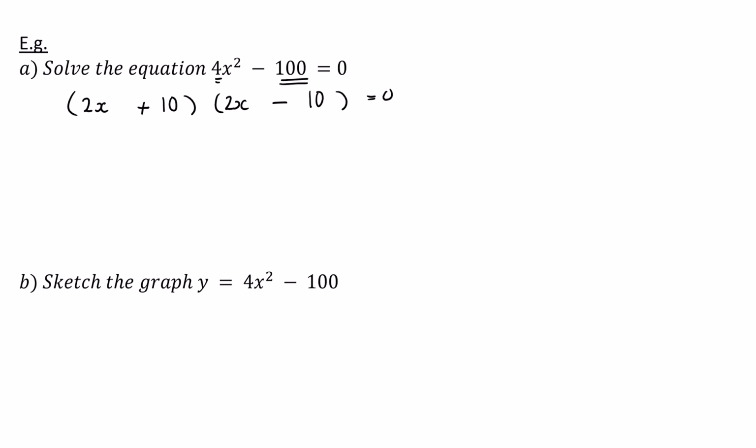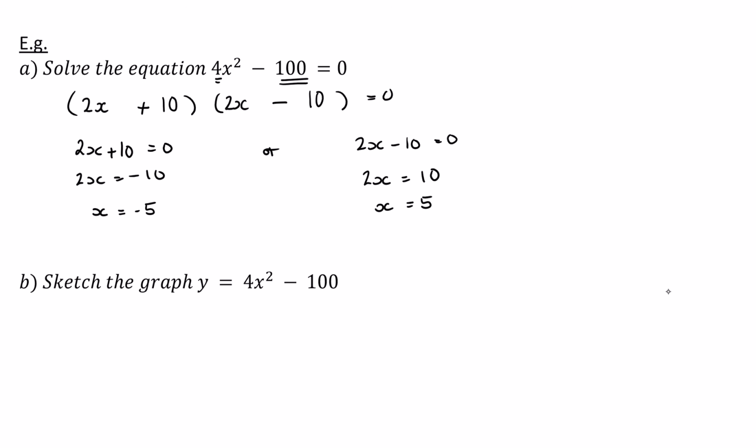That means that it's either 2x plus 10 equals 0 or 2x minus 10 equals 0. So that's 2x equals negative 10, x equals negative 5, or 2x equals a positive 10, so x is a positive 5. So we've got our x-intercepts.